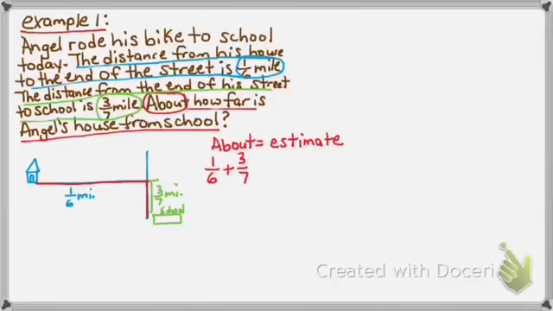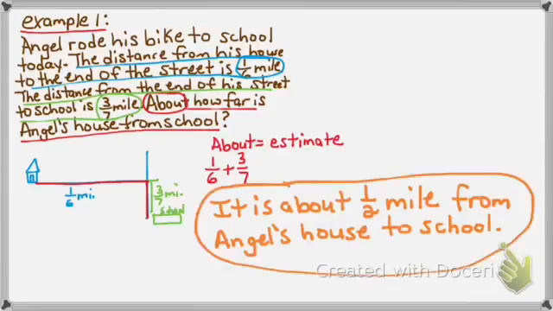So again, this is a word problem, so my answer needs to have a unit. The question said, about how far is Angel's house from school? So the answer will be, it is about 1/2. Well, what's the unit? It's not 1/2 of a house. Let's go back into the problem. 1/6 of a mile, 3/7 of a mile, so the unit has to be mile. Remember, I'm going to write mile because 1/2 is less than 1, and I would only write miles if it was plural, which means it's more than 1. So it's about 1/2 mile from Angel's house to school, and that's my final answer.